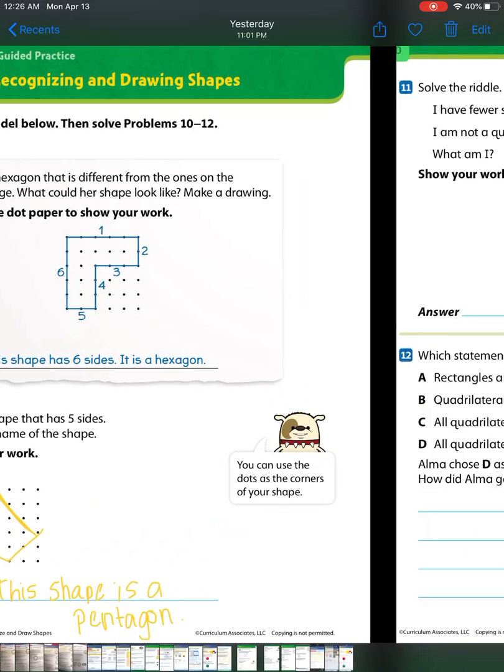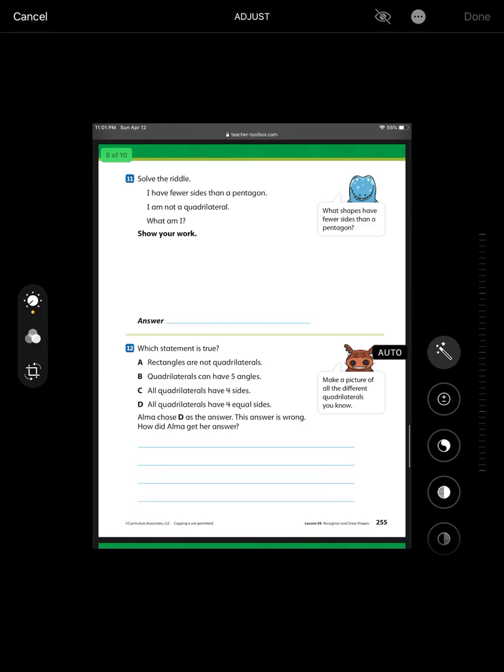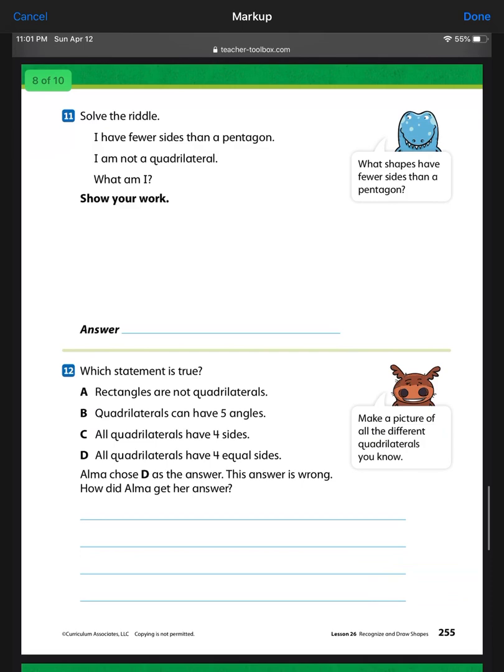Number 11. All right, solve the riddle. I have fewer sides than a pentagon. I am not a quadrilateral. What am I? All right, so I have fewer sides than a pentagon. We know that a pentagon has 5 sides. Okay, so it's not 5 sides. Let's mark out 5. I am not a quadrilateral. So a quadrilateral has 4 sides. We know that it's not a quadrilateral.